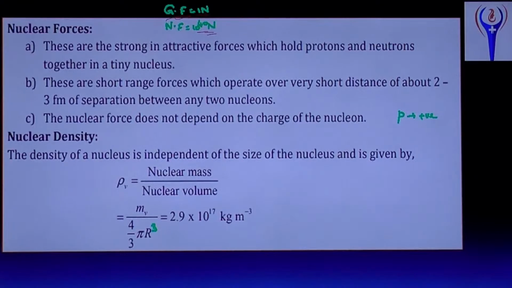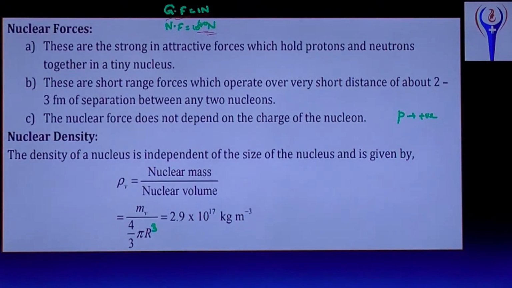Actually, basically 4 forces are there. Among them, nuclear force is the strongest force and gravitational force is the weakest force. If we assume gravitational force as 1 Newton, then nuclear force will be 10 power 40 Newton. 10 power 40 means 1 followed by 40 zeros. Now you can imagine the value of nuclear force.